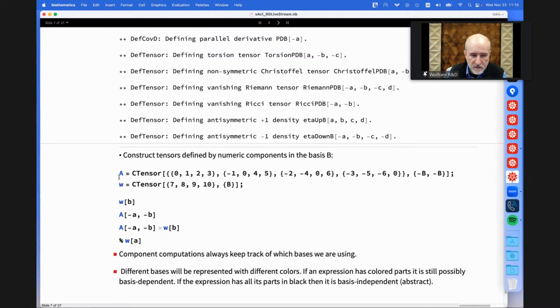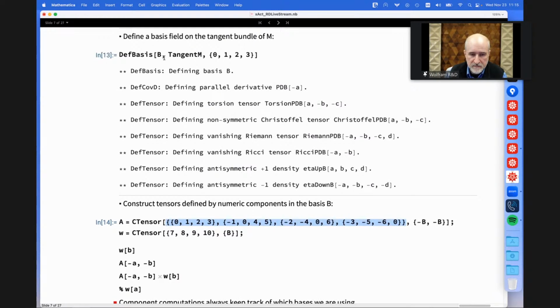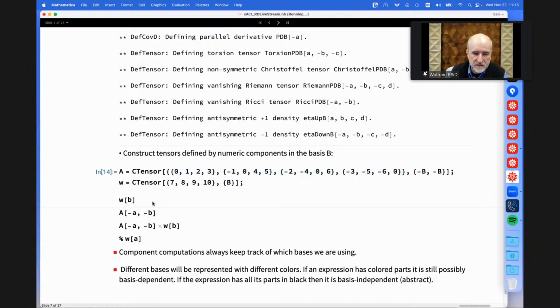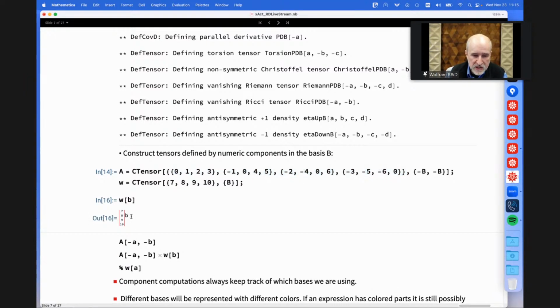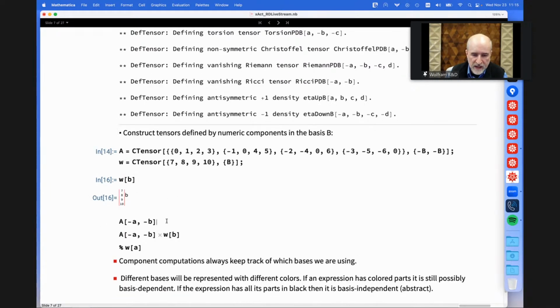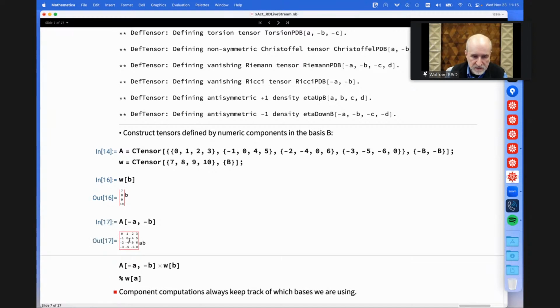And so we define the basis, and now we can do the following. We can define this tensor A and this tensor W. And the tensor A has rank 2, it's a matrix, and these are values defined in 2 covariant bases. Right? You have to specify the basis for each level. And now we can refer to this guy, for example, right? So this is W^b with components 7, 8, 9, 10, and it's an upper vector. Or A, which is this matrix, and you see it's antisymmetric.